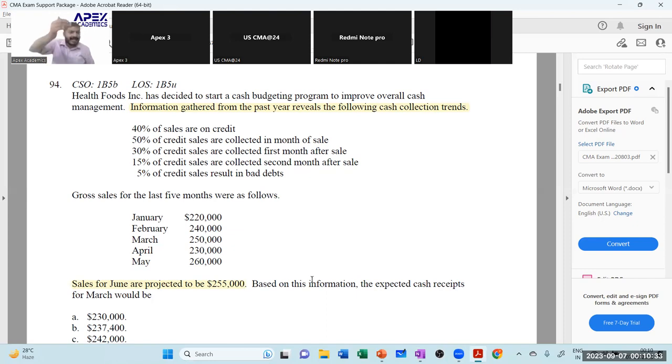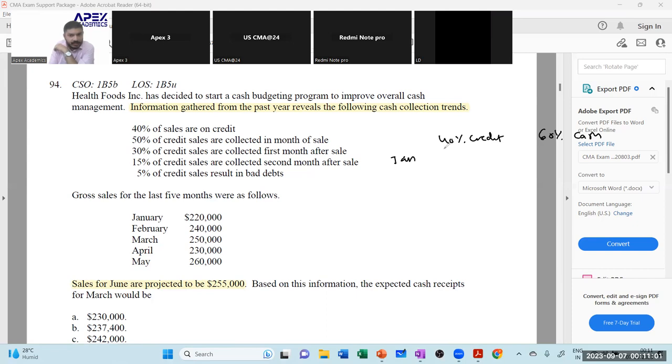March cash receipts have got nothing to do with June sales. Please accept this statement. This is just a misleading statement given to throw you off guard. Please don't be thrown off guard. Okay. Now, I understand that 40% of the sales are on credit. So obviously 60% is in cash. Agreed or disagreed?